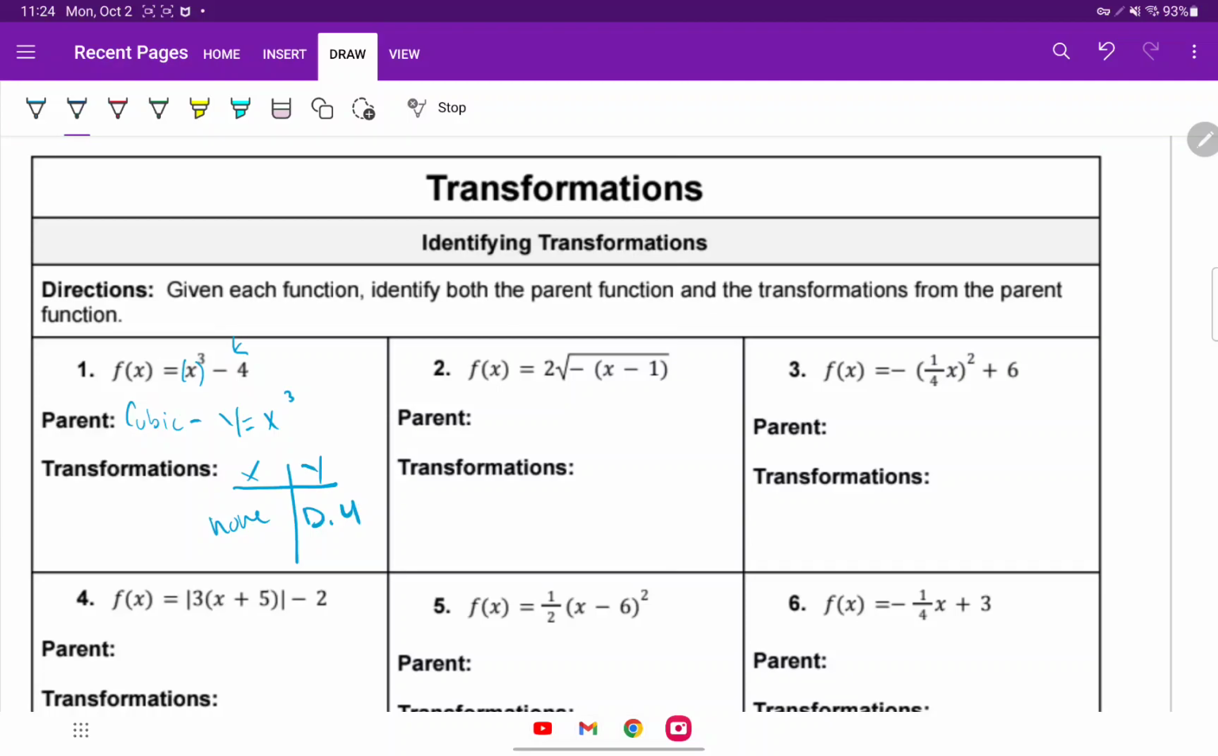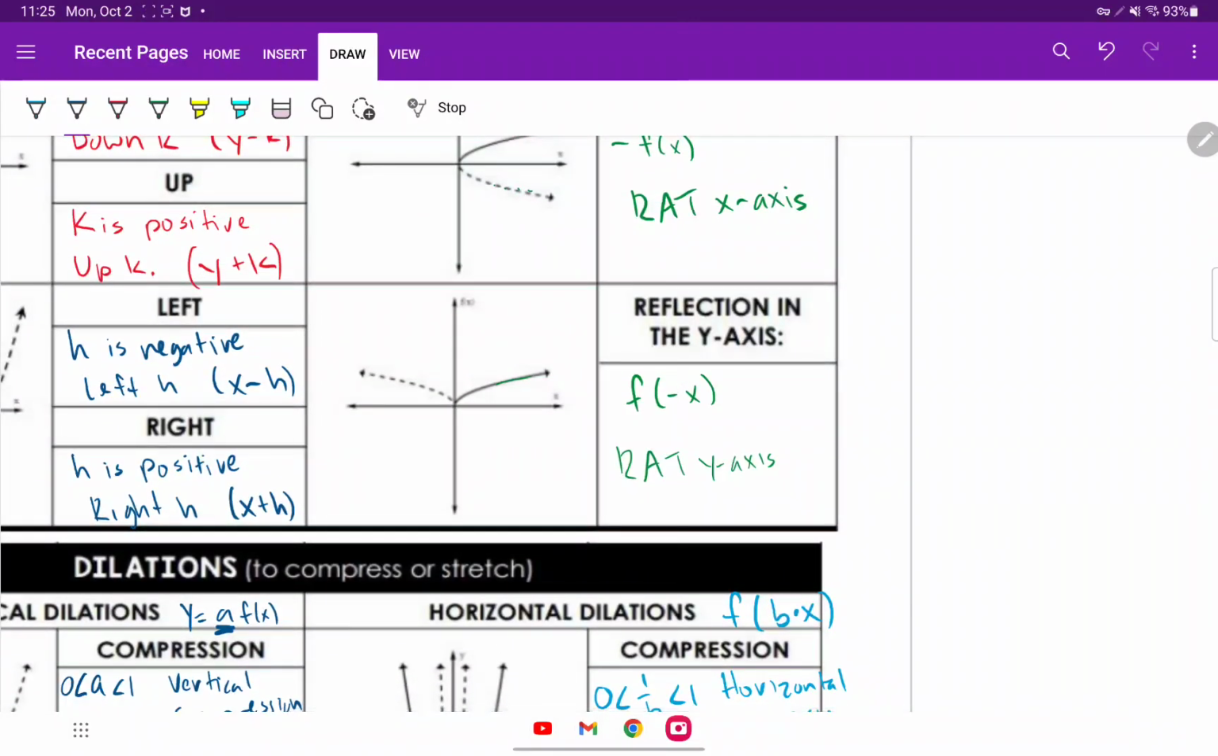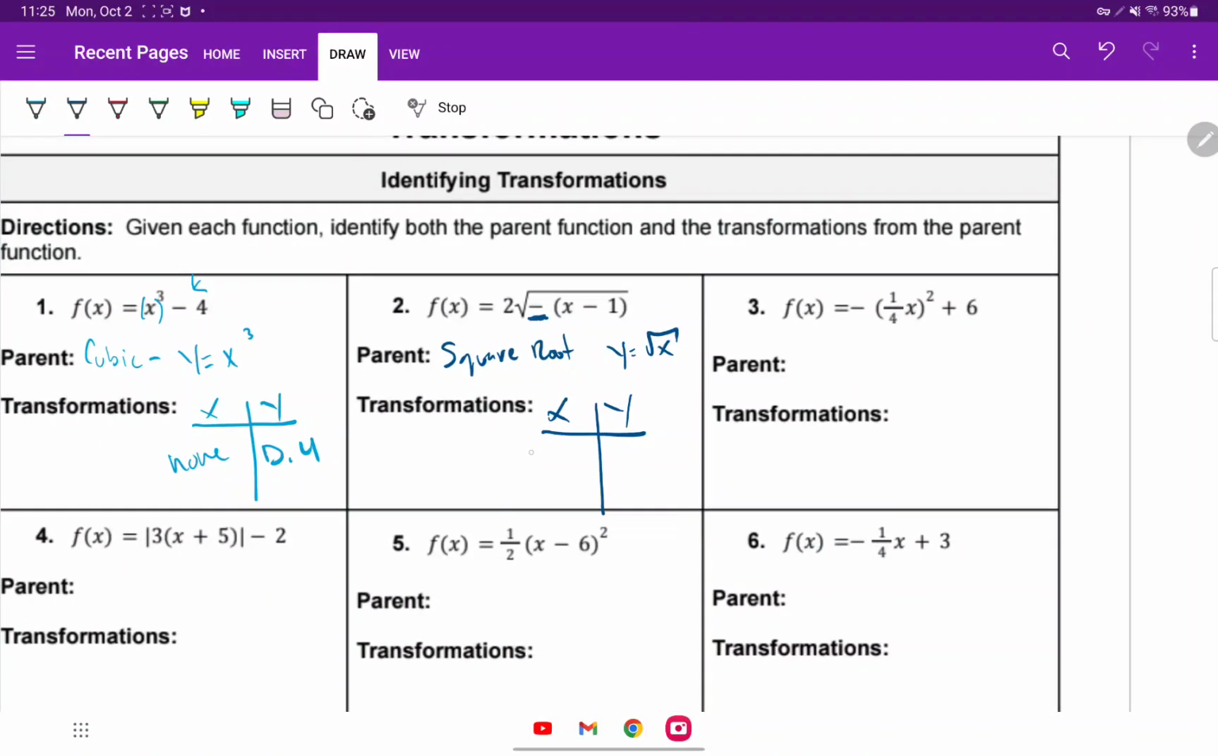All right, for the next one, we have a square root function, and that's going to be y equals the square root of x. You'll notice inside, we do have some things happening. First, there's a negative inside right there. That is going to be a reflection across the y-axis. And we read these transformations inside left to right and outside left to right. So we start with the inside.